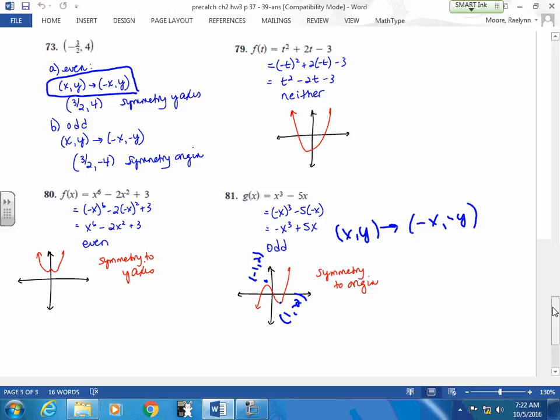Just replace the x with a -x. If at the end it's easier to do this, take out the -1, because this makes it odd. This has to be the same as the original. If you spot that all the signs change in your expression, that's odd. And sometimes you have neither. Looking at your graph is probably an easy way to verify that.